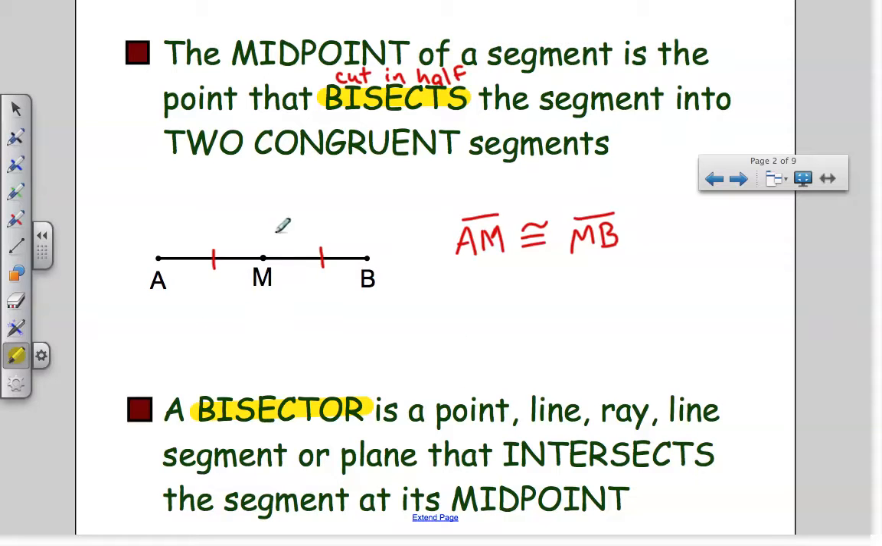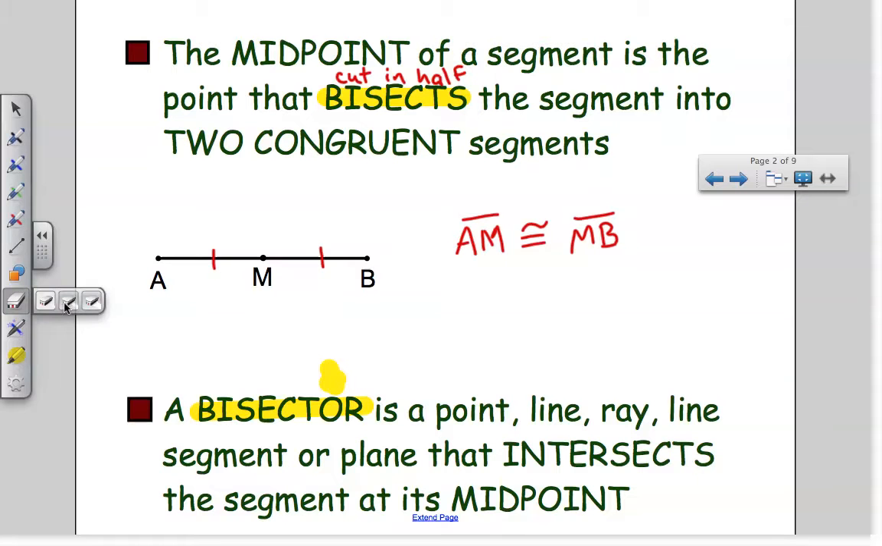It could be a line going through at point M. It could be a ray with one arrow. It could be a line segment. It could be a plane. It could be a flat surface cutting through at M. But a bisector is anything that intersects. Remember that intersects means crosses or meets this segment at its midpoint. So anything that would be going through at M, whether it was a line, whether it was a ray, and going in any direction, would be the bisector.